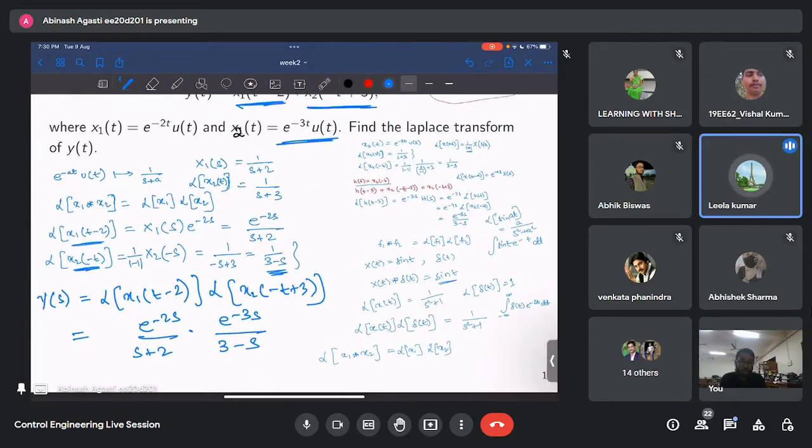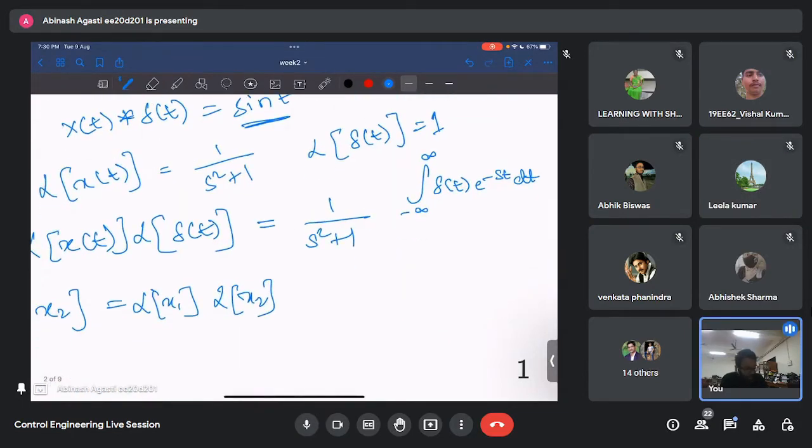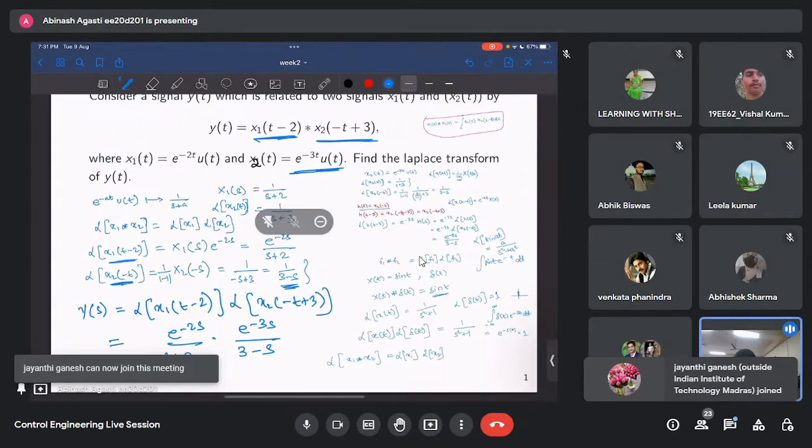If you are trying to explain, can you explain, sir? Okay, sure. When we integrate delta of t, we just take the value at 0. The integral is e to the power minus s into 0, so this is 1. This is the property of the unit impulse function. You can check it in any textbook. I should move to the next problem.